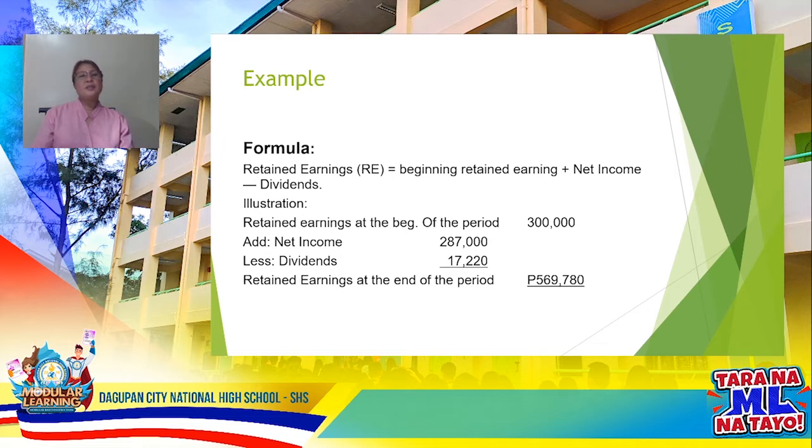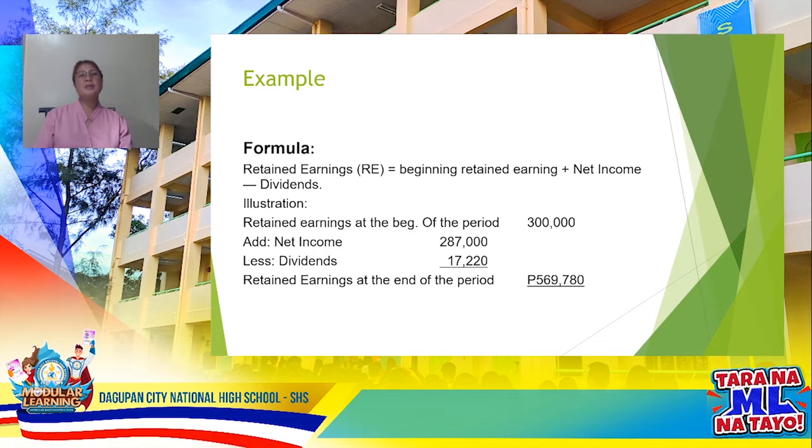Using the formula of the retained earnings, wherein the retained earnings, or RE, equals beginning retained earnings plus net income minus dividends. Let's have this illustration. The total retained earnings at the beginning of the period is 300,000 pesos, and the net income is 287,000 pesos, while the dividends is 17,220.